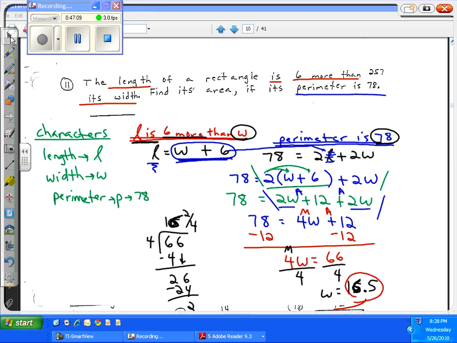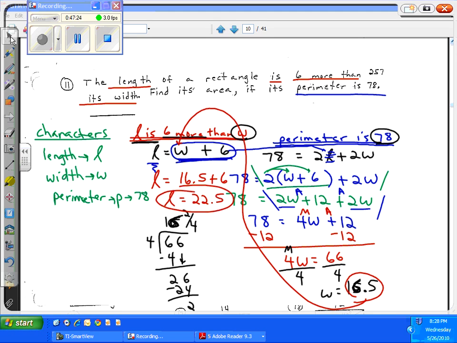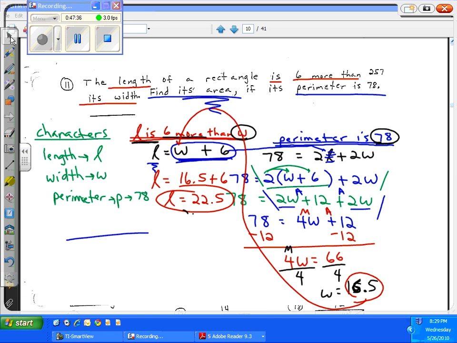If we want to find the length, we can plug it back in here. The length is the width 16.5 plus 6. So the length is 22.5. If we think we got the answer, read the question again. It says find the area, so we don't have the answer yet. See, I skipped the word sentence. I should already have had that on a word sentence line, right?